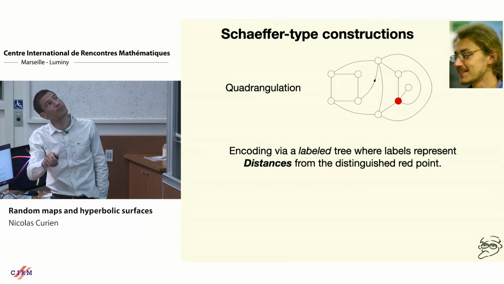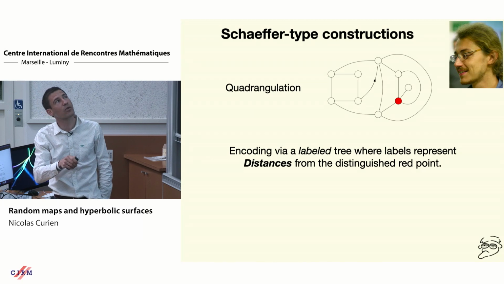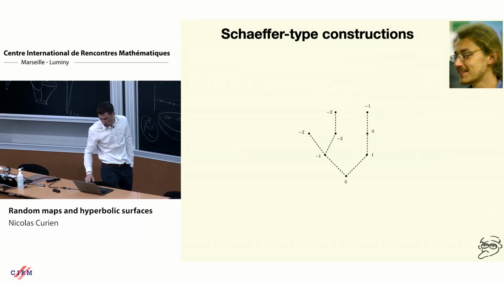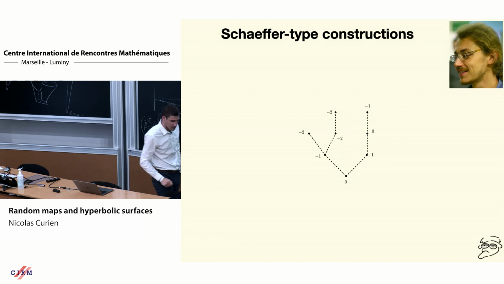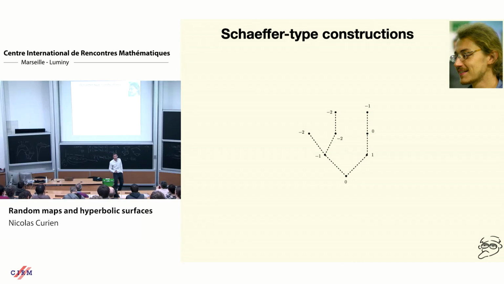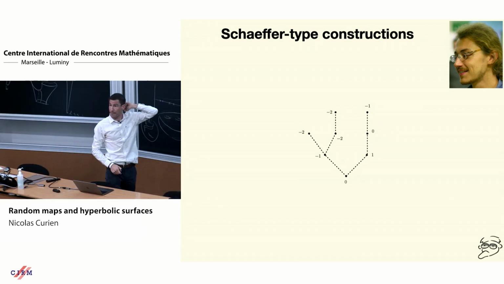We will encode those objects via much simpler objects, which are labeled trees. And the labels on this tree will represent distances in the map. If you have never seen that, it's black magic. So let me do the black magic for you. You see here a tree, and you see labels, which are integer labels, and they start from 0 at the root, and they evolve along the branches roughly like a random walk. They can move by plus or minus 1 or 0 along each edge. This encodes a map, a quadrangulation.